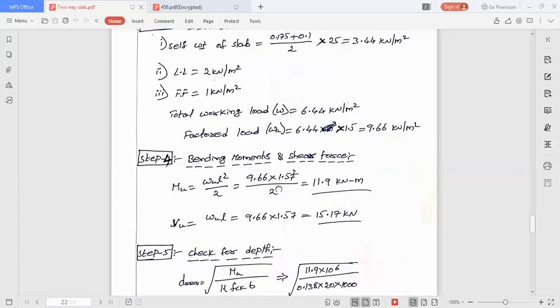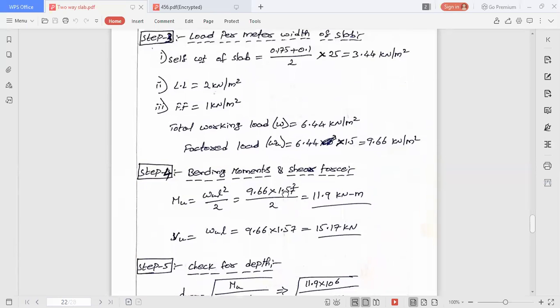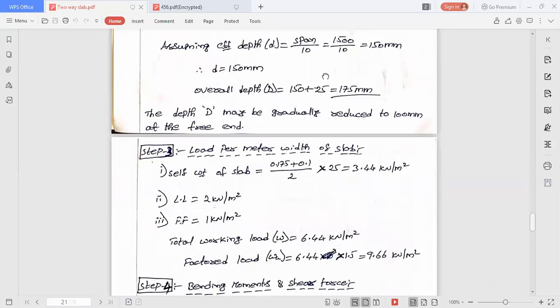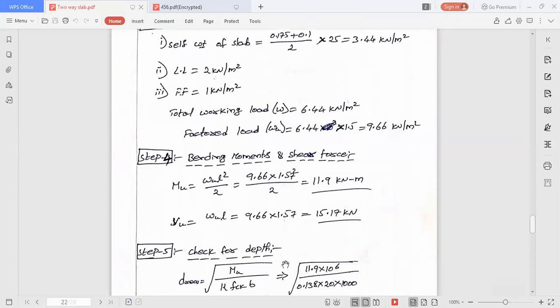See here, one important thing, the slab span given is 1500. Here we have used a value of 1.57. The answer is not 1.5. Why did we use 1.57?